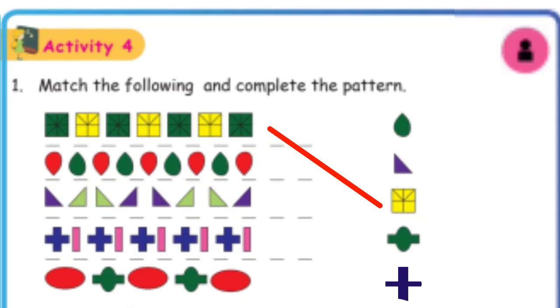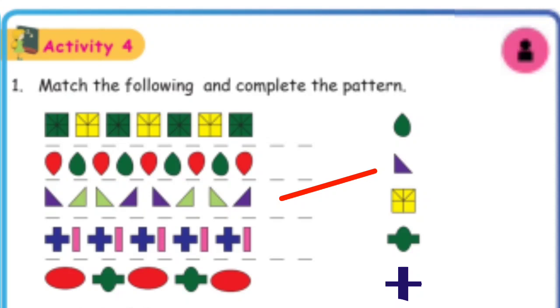Next, red leaf, green leaf. Red, green, red, green, red, green, red after green. Yes, what is it next? Violet triangle, green triangle, green triangle, violet triangle, violet, green, green, violet after violet triangle. Yes. What is the next question?